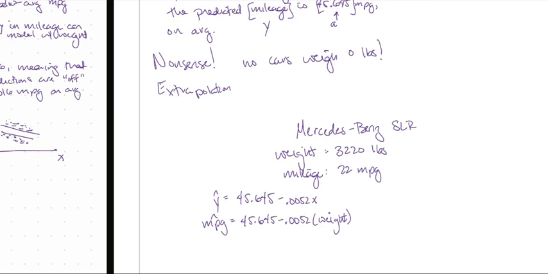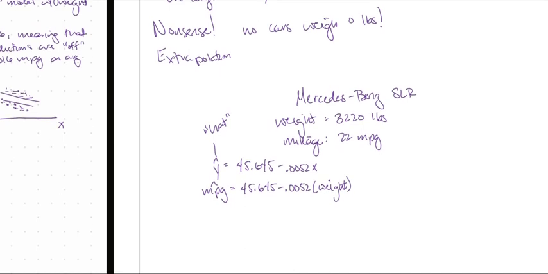What I've written here are the 2 possible ways that we might write our prediction equation. Y hat equals 45.645 minus 0.0052 times x, or MPG, miles per gallon, hat equals 45.645 minus 0.0052 times weight. Either way, we're talking about a prediction equation. So this little hat is telling me I'm talking about the predicted response. This is not saying this is what I actually observe. This is saying this is what my model is predicting when I plug in a specific value for my explanatory variable. So let's see how we do this.